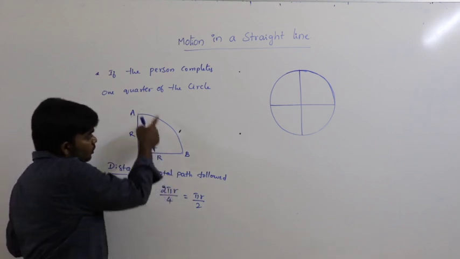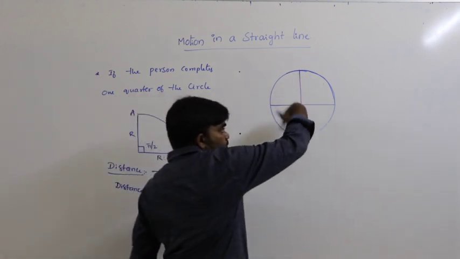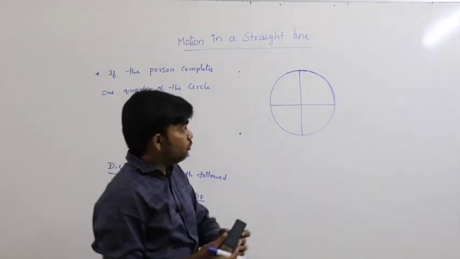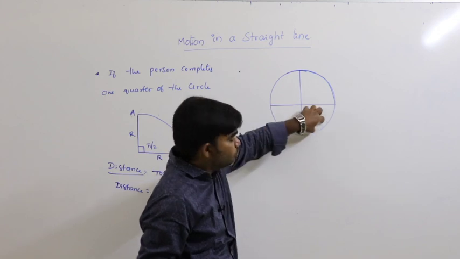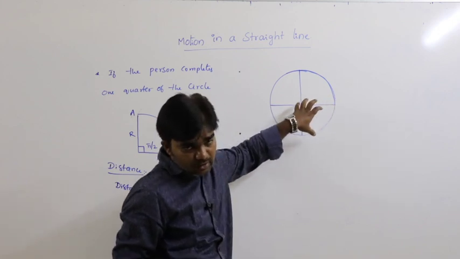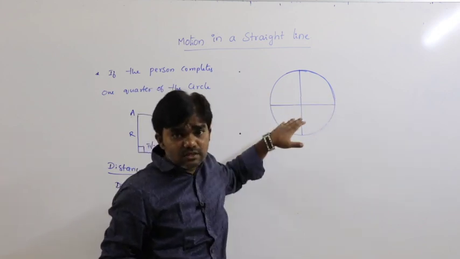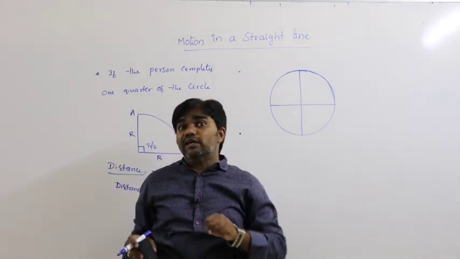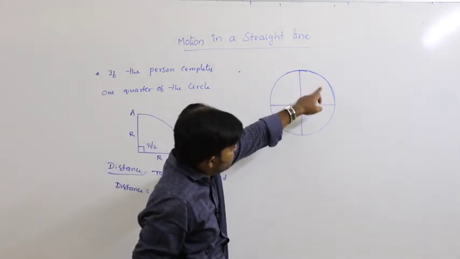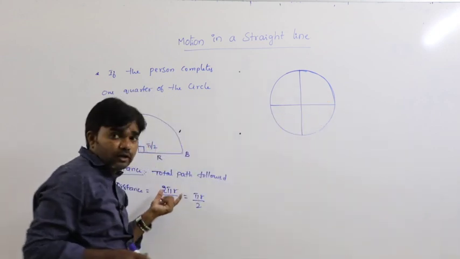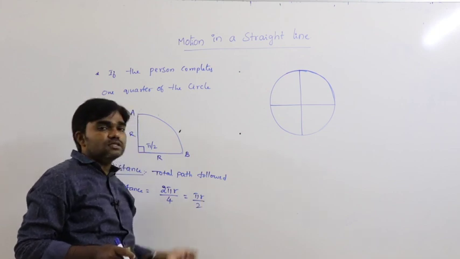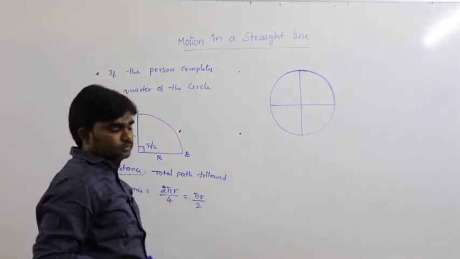The total path followed from initial point to final point is called distance. The total circumference of the circle is 2 pi r. So 4 quadrants combine to form the circle. Now we have to calculate the length of one quadrant. How many quadrants? 4 quadrants. That is 2 pi r by 4, that is pi r by 2.